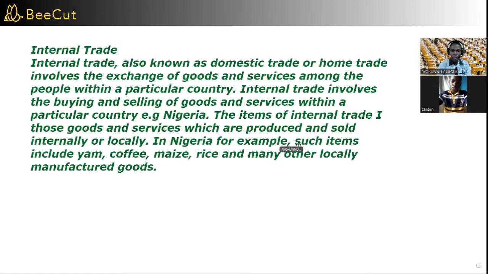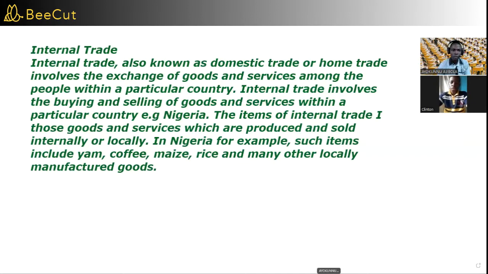In Nigeria, for example, such items include yam, coffee, maize, rice, and many other locally manufactured goods. So we can trade it from state to state. Maybe the north is going to bring whatever to the south, and the south brings whatever to the north or to the west. So that is about internal trade.